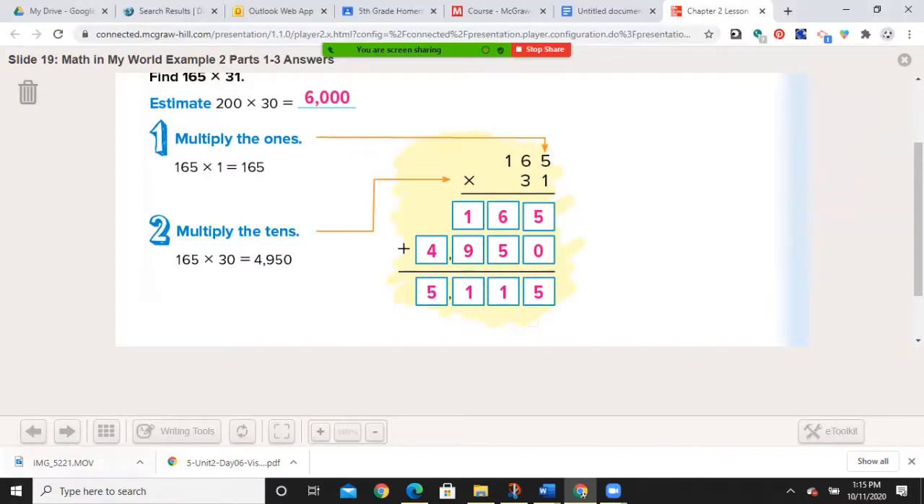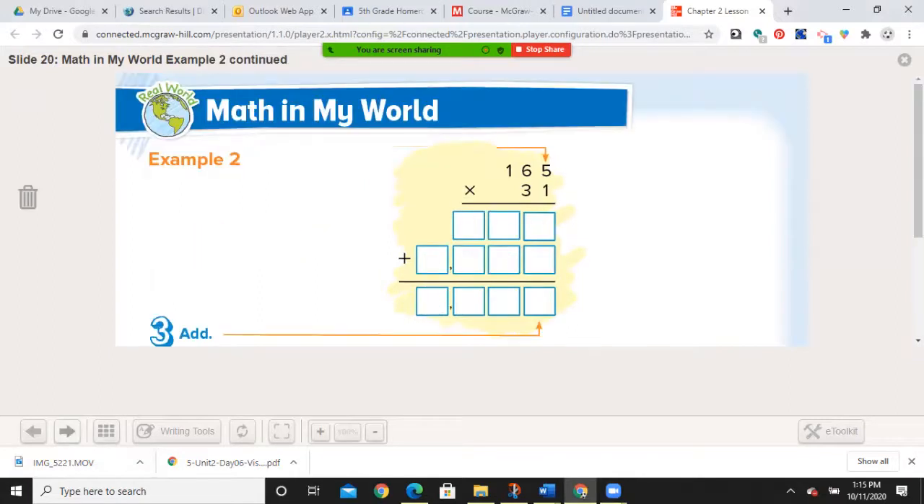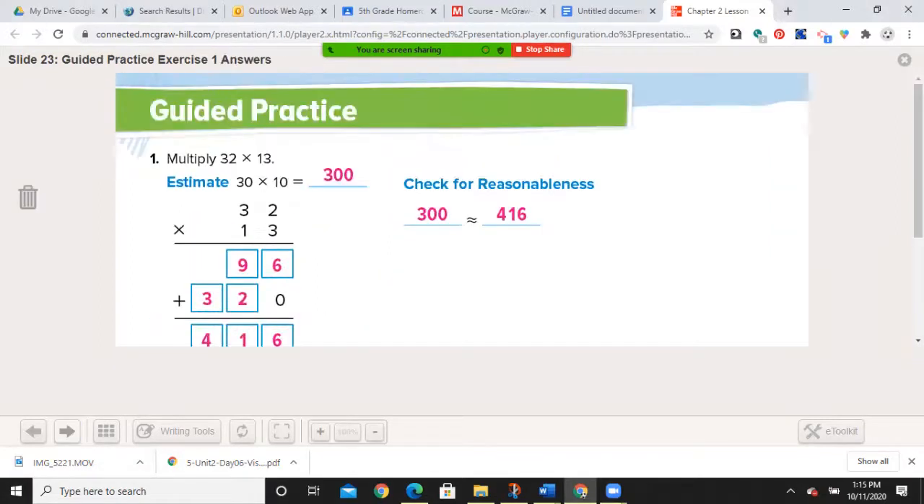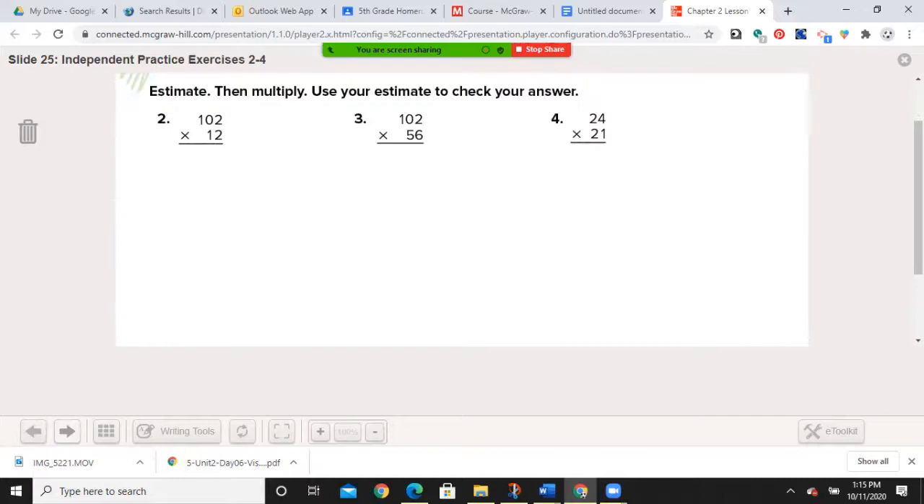Let's move ahead to these 3 problems. I want you to write them down at home, and then we're going to check your answer.